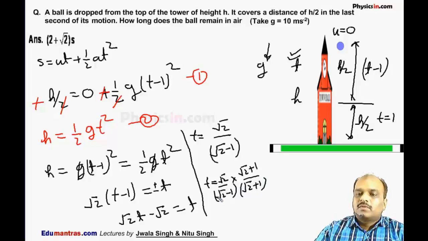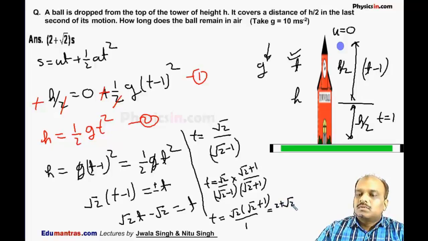So as we know, (a minus b) into (a plus b) is a square minus b square. So this t comes out to be root 2 into (root 2 plus 1) divided by 2 square minus root 2 square, minus 1 is 1. So this answer is equal to 2 plus root 2 seconds.